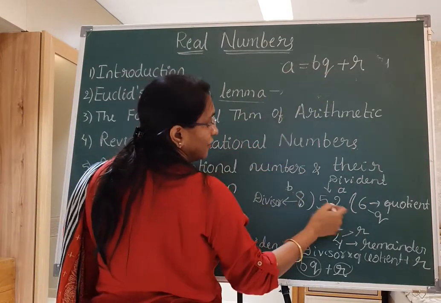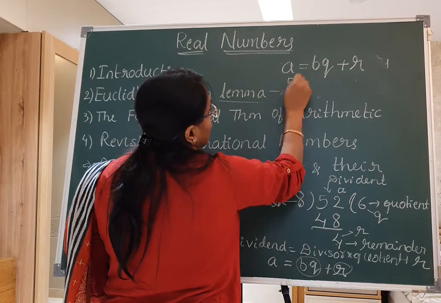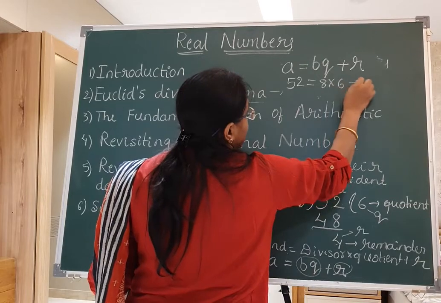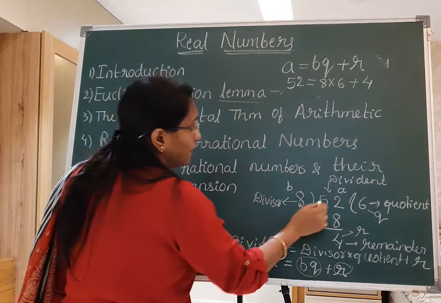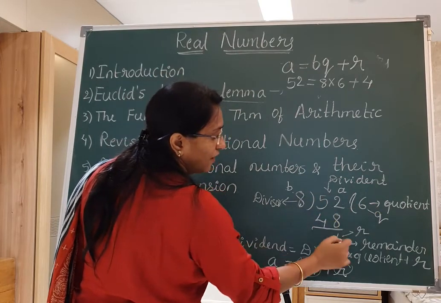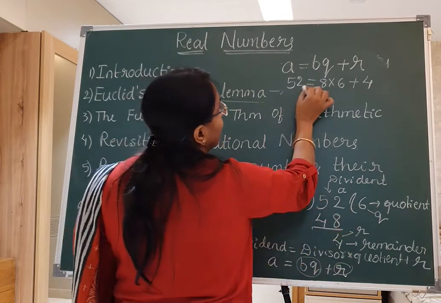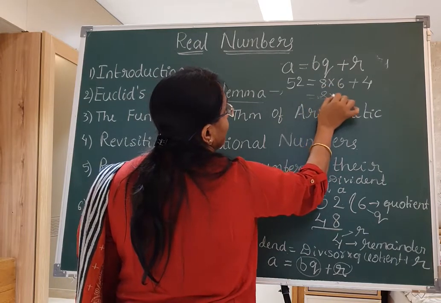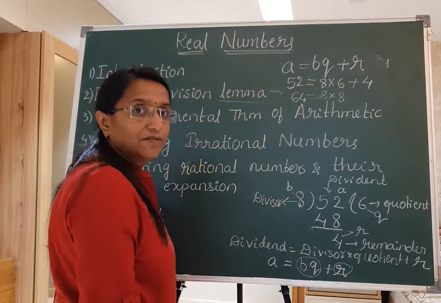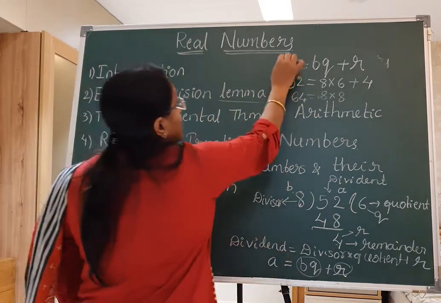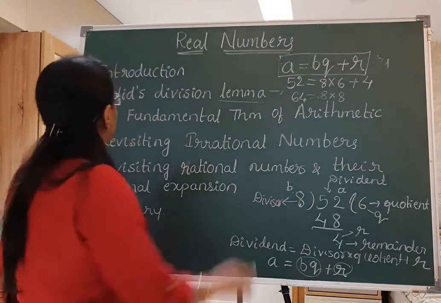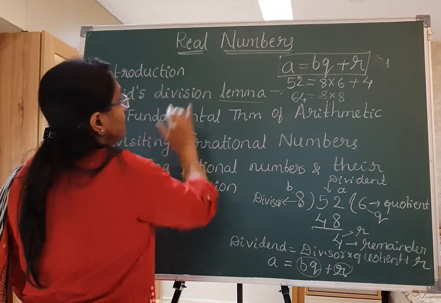For example, here 52 is equal to 8 into 6 plus 4. Suppose here 64 is there. 8 eights are 64. Here you will get remainder 0. Then this becomes 8 eights are 64, so these two are factors of 64. This one is important: A is equal to BQ plus R. It is Euclid's division lemma.